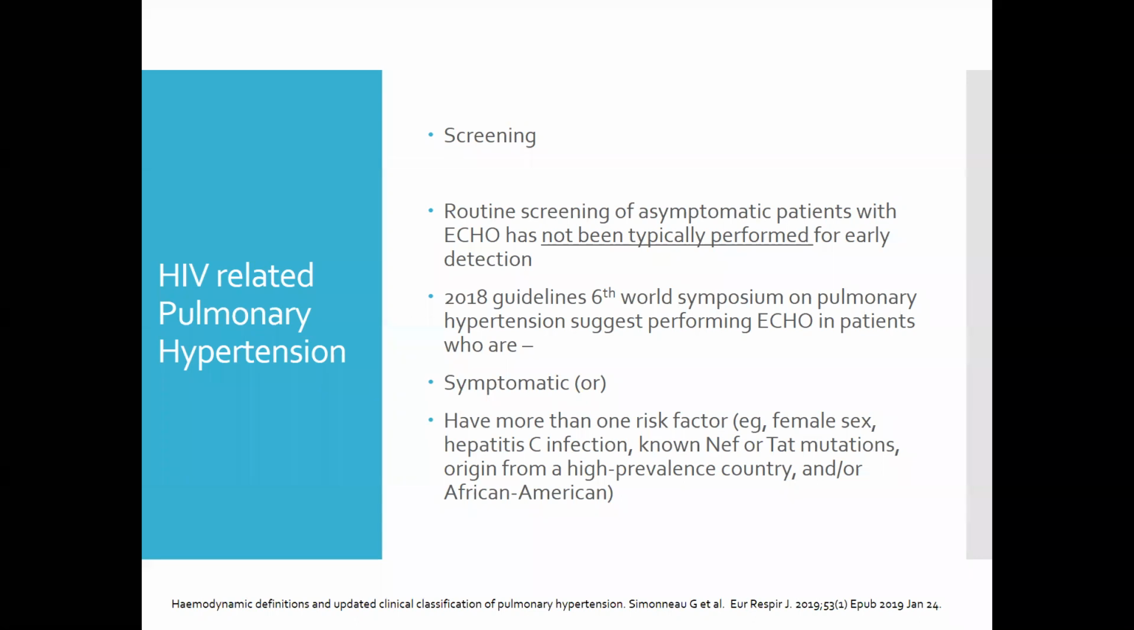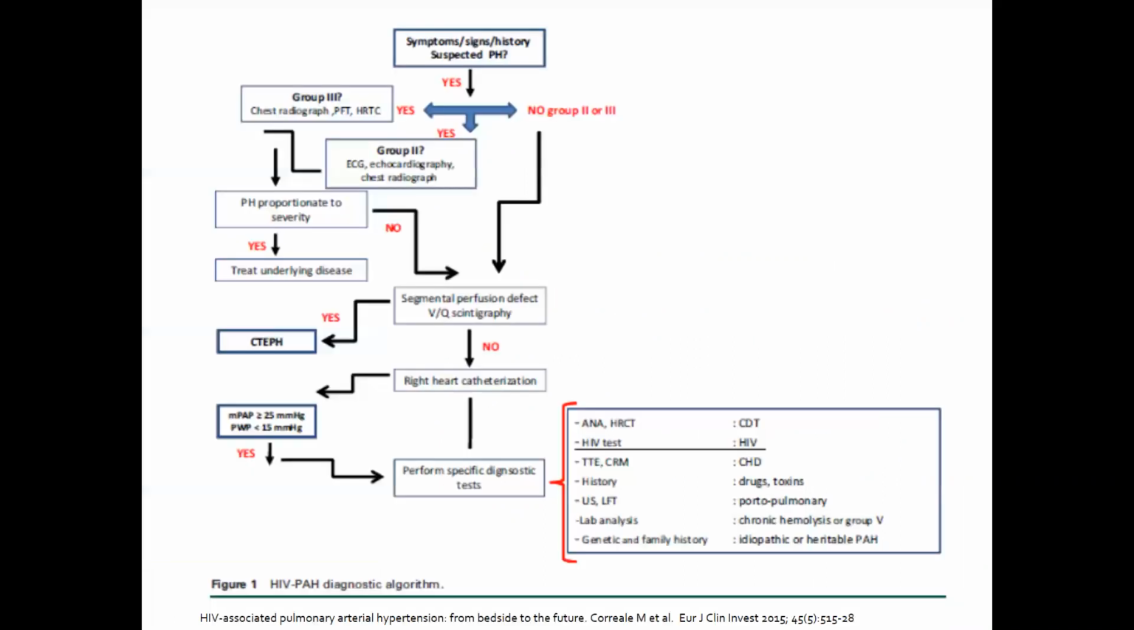Typically, routine screening in asymptomatic patients has not been performed, but the 2018 World Symposium recommendations are to screen them with an echo in patients who are symptomatic, or if they have more than one risk factor. So a lot of our patients with HIV, if they are females, then we need to get an echo in them, or if they have concurrent Hep C infection, known BMPR2 mutations, or if they're African American, these patients actually need to be screened with an echo, which I believe I remember reading as a board question somewhere.